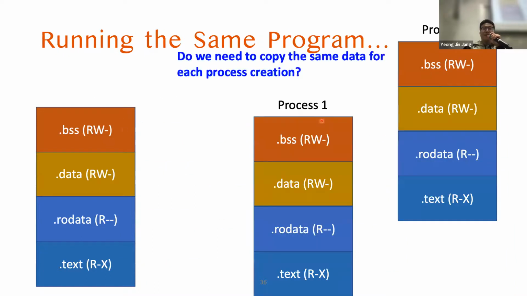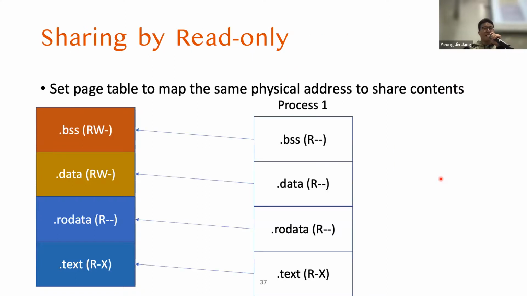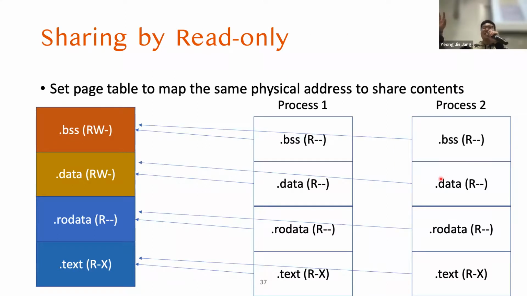Previously, whenever we created a process, we copied everything. But in this case, we don't copy. We just create a page directory and page table to map the virtual address to the same physical address. The important thing is that regardless of the writable status, we mark all the pages as read-only. The reason for doing that is that we want to catch whenever process one writes on this data, and then give it a private copy.